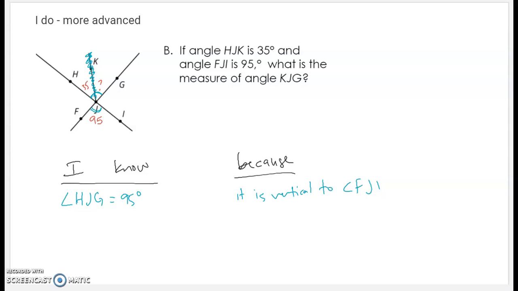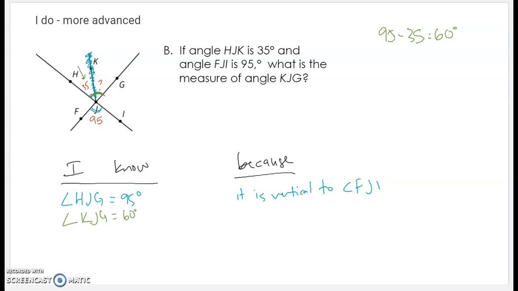I'll mark it in a new color, green, that's equal to 95 degrees. And if that's equal to 95 degrees and this part of it is 35, its adjacent angle here that's missing is the rest. So 95 minus 35 is 60 degrees, I believe. So that's the last thing I need to know. Angle KJG is 60 degrees. How do I know that?